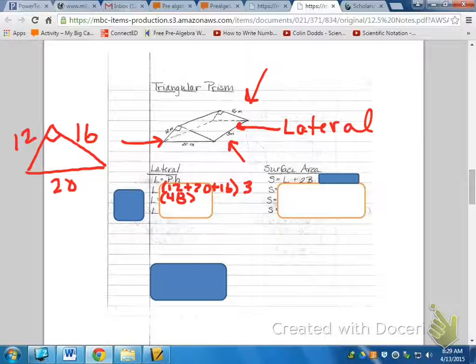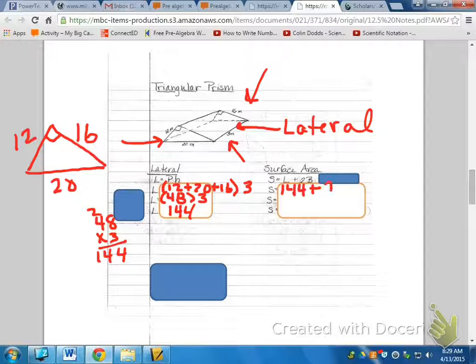Everybody good with where I got 48? That's the perimeter of the base times 3. So 48 times 3, 144. So all of those rectangles around the outsides, the total area of all those rectangles is 144. Now to find the total surface area, I take the 144, and luckily I just get to plug that part in right off the bat.